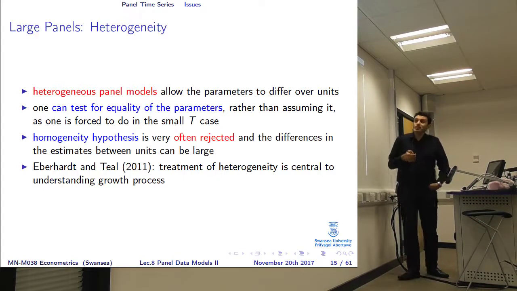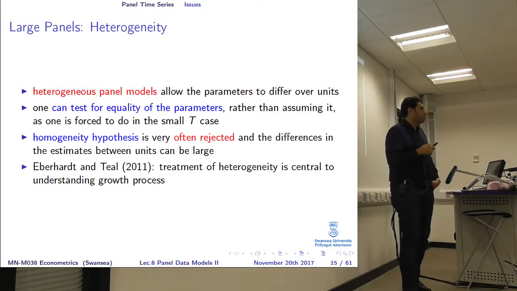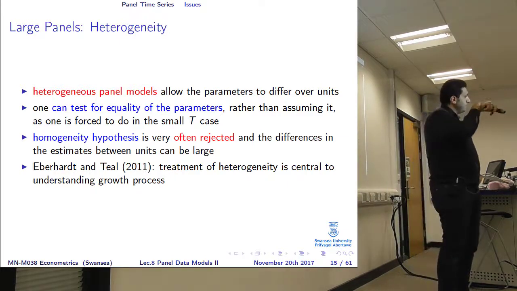So basically, as we said, heterogeneous panel models allow for the parameters to differ over units. So if you see beta x, you'll see these models with beta i x, meaning that the slope parameter will be different.